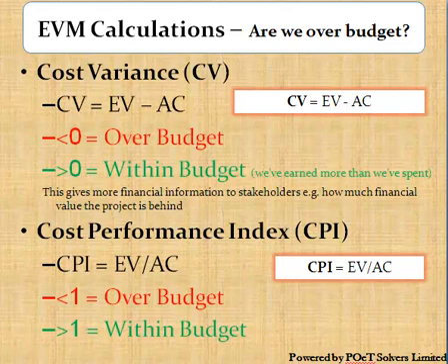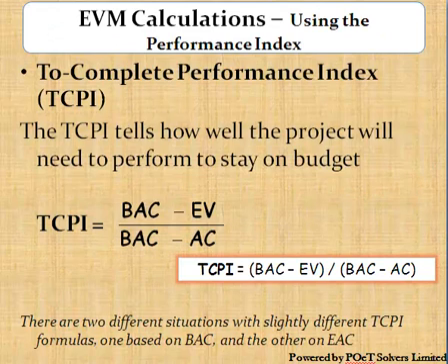Similarly, there is the Cost Performance Index, or CPI. The CPI is derived by dividing the earned value by the actual cost. A cost performance index that is less than 1 tells us that our project is above budget, while one that is greater than 1 tells us that we are performing within budget.